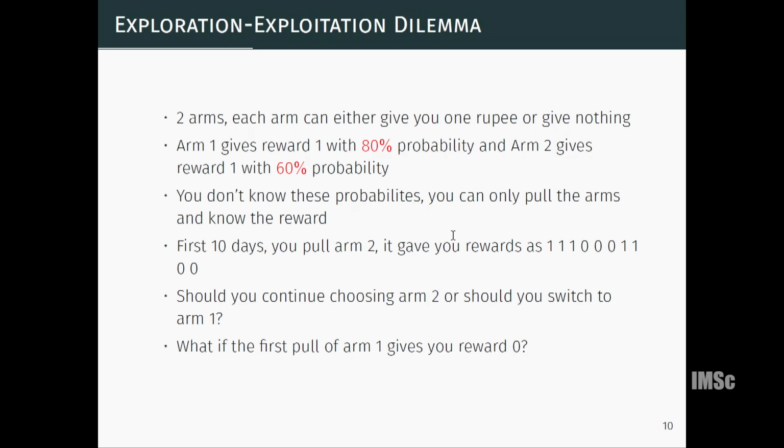So then the question you are asking is, arm 2 has given me reasonably good reward, should I continue choosing arm 2 or should I switch to arm 1? And suppose you say, okay, first let me see what arm 1 is doing, and then you pull arm 1, because there is a 0.2 probability it gives you 0, it ends up giving 0.